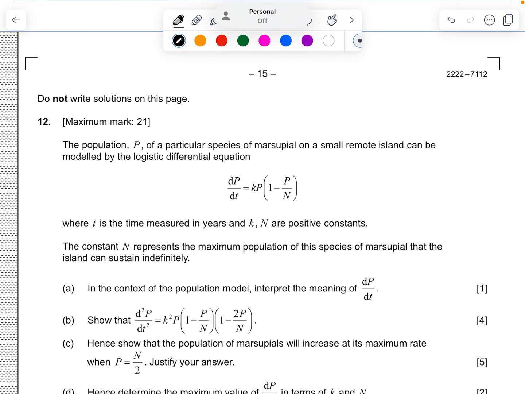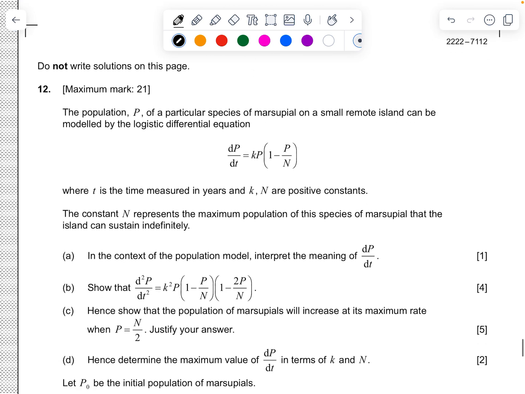So welcome, this is video for IBDP AAHL TC2 May-June 2022 paper 2 question number 12. The population of a particular species is given by this formula. In this context of the population model, interpret the meaning of dp upon dt.